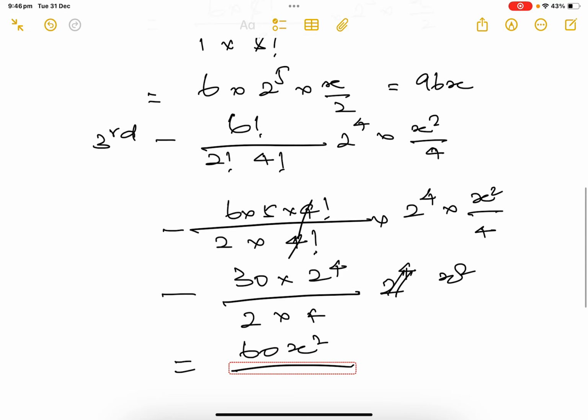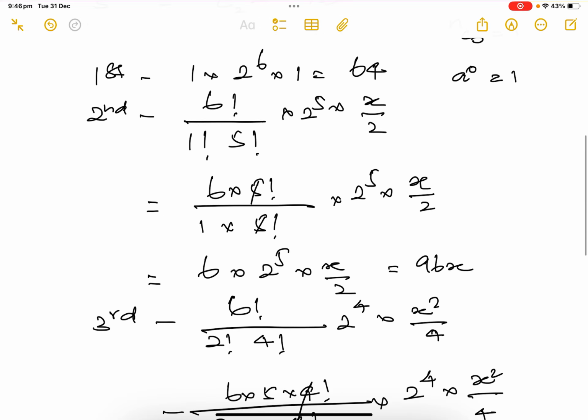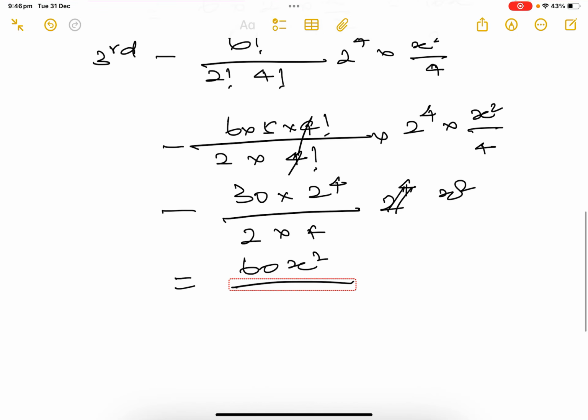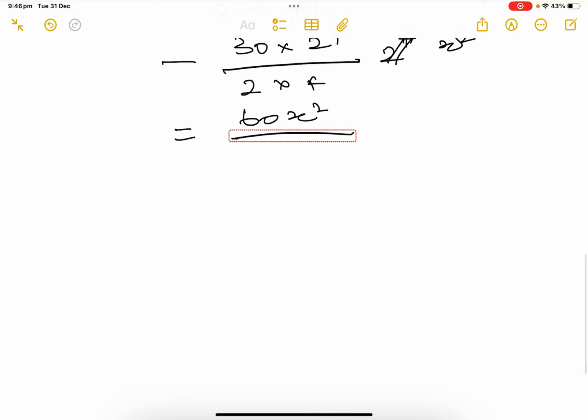So the first three terms are found, and we have to write them in ascending order. So the first term is 64, second term 96x, third term 60x squared. That is part A done. Let's look at part B.